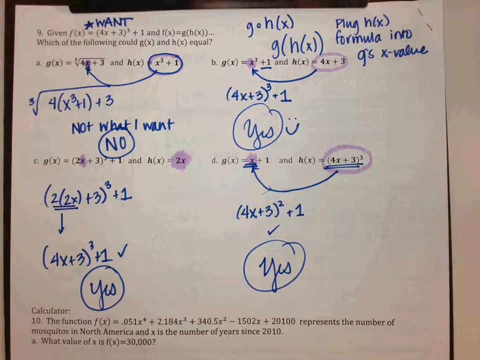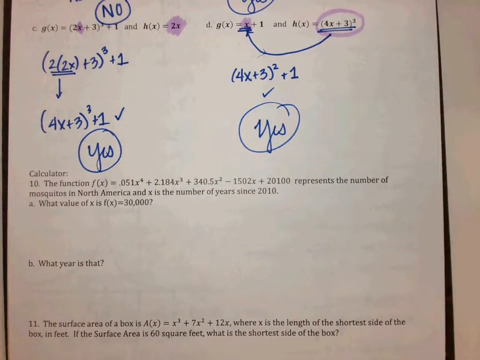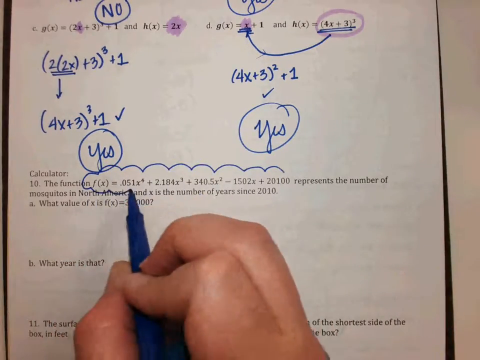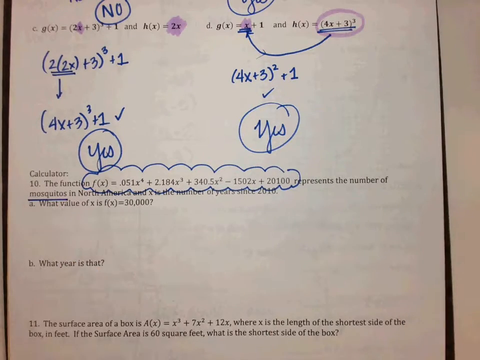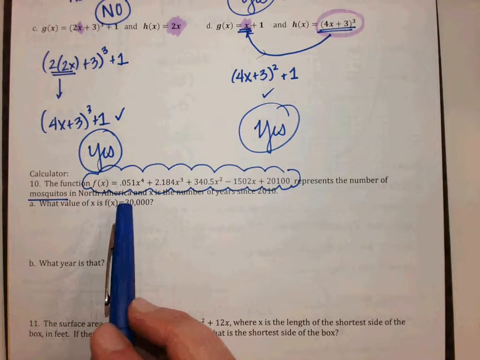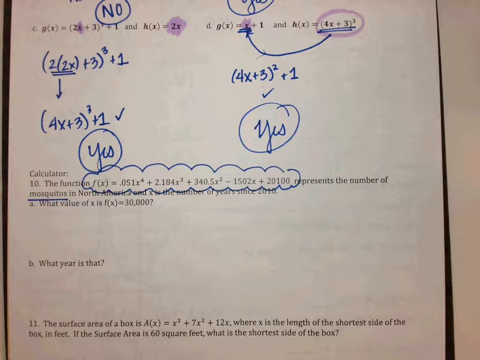Alright. Last kind of old thing, and then we'll go back and do the other graphs that we've already been doing. Okay, look at your next section. You have a very long equation, and it tells you how many mosquitoes there are in North America. Then it says, what is the value of x where f of x is 30,000? What could you do if you had a calculator? You would not want to solve that by hand.